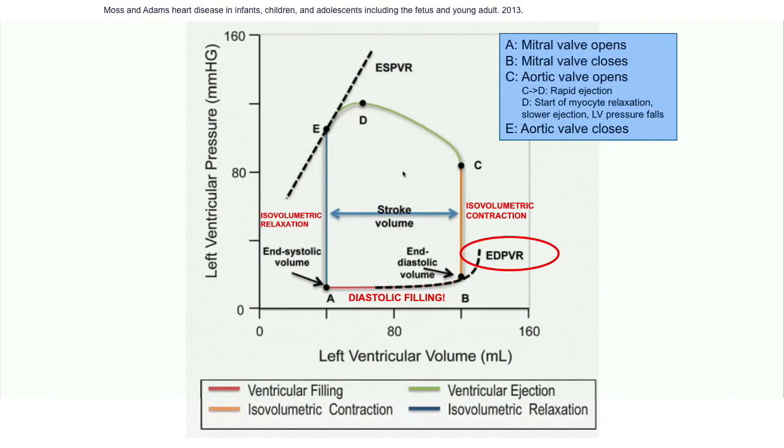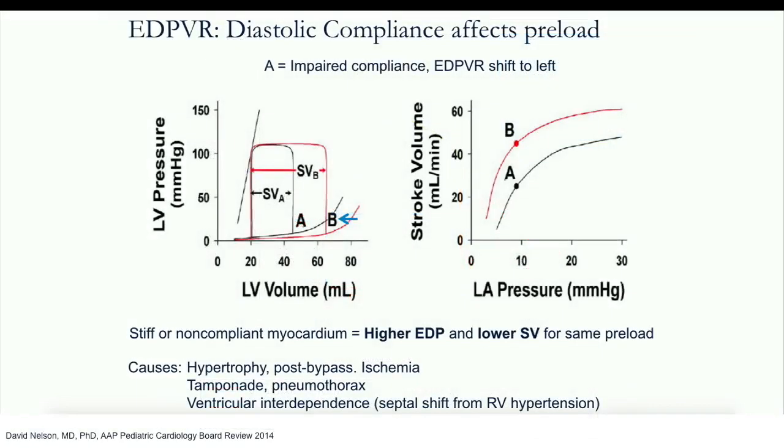Okay, so shifting our focus to the end diastolic pressure-volume relationship and ventricular compliance. A non-compliant stiff heart will demonstrate poorer diastolic function, so higher diastolic pressures and lower stroke volume for a given preload. This could be due to hypertrophy, ischemia, cardiopulmonary bypass. So for example, shifting the diastolic compliance curve from B to A, moving leftwards, represents worsening diastolic function, impaired filling at the expense of higher pressures.